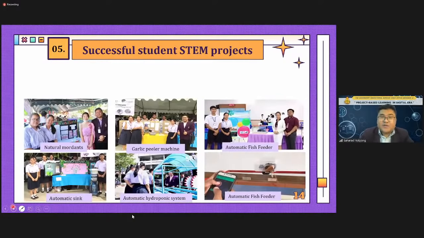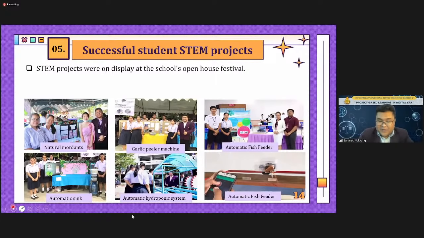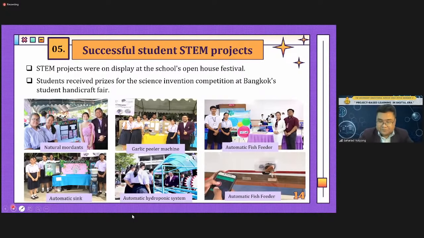We are going to the last part, successful student STEM projects. STEM PBL can enhance student creativity and innovation. You can see the successful student STEM projects in the picture. Their STEM projects were on display at the school open house festival. For example, an automatic fish feeder and an automatic hydroponic system using solar power.